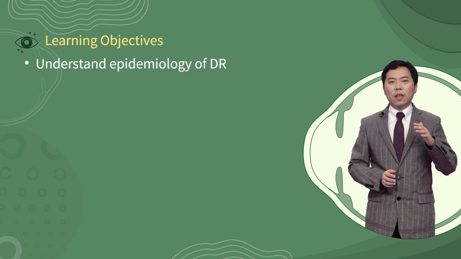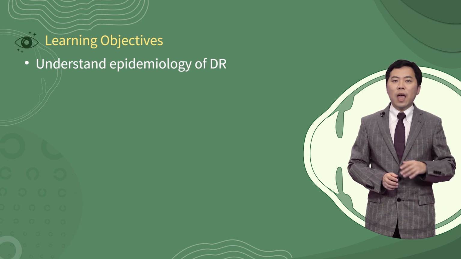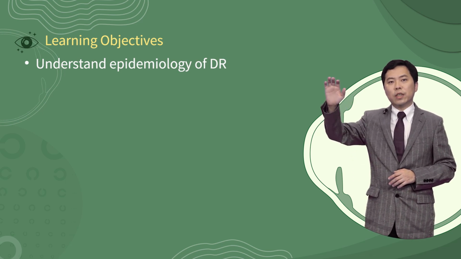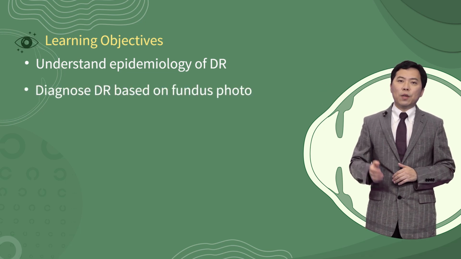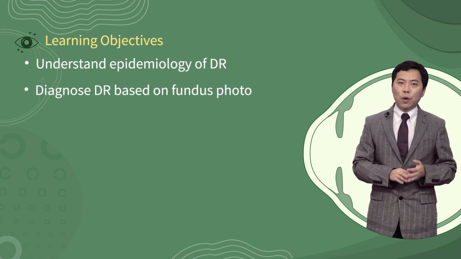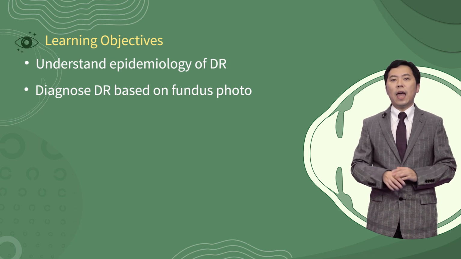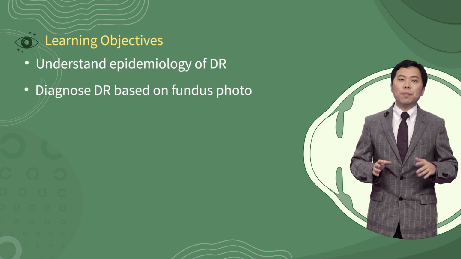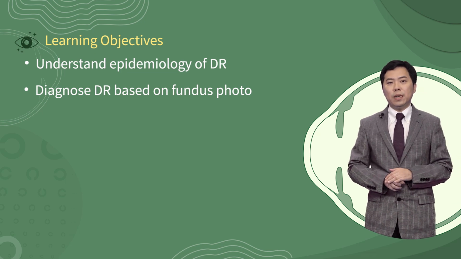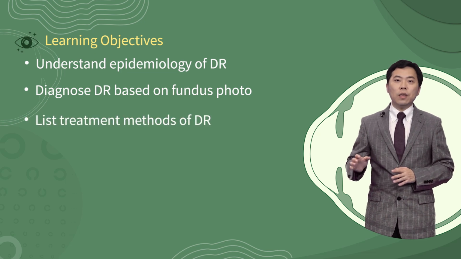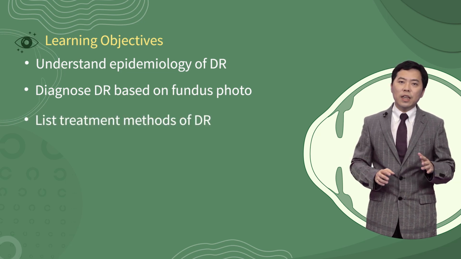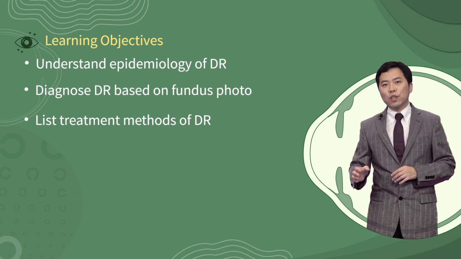Finally, let's review the learning objectives of this section. About 30% of diabetic patients have retinopathy, and the prevalence increases with time from onset. Diabetic retinopathy can be graded into mild, moderate, severe NPDR and PDR. Some patients may also have macular edema. The grading is based on fundus photo. The treatment approach of DR includes laser, surgery, and intravitreal injection of drugs.